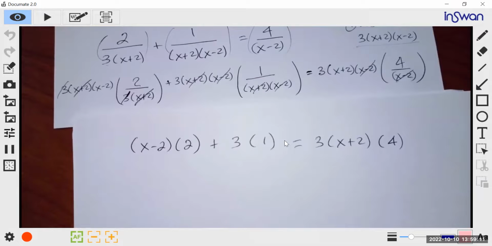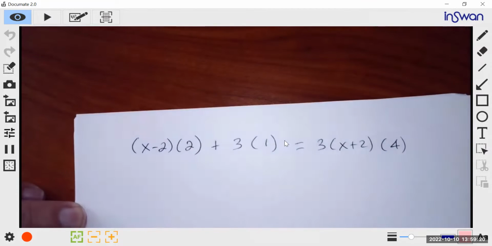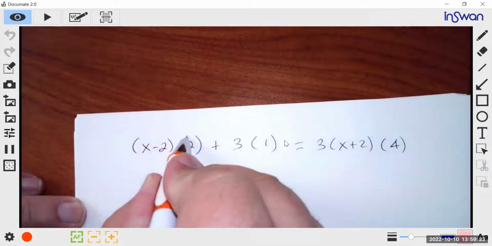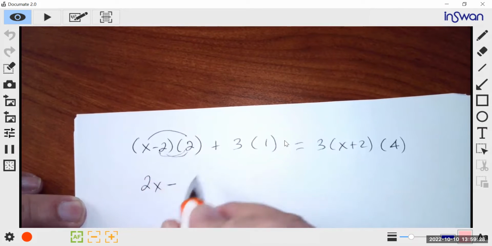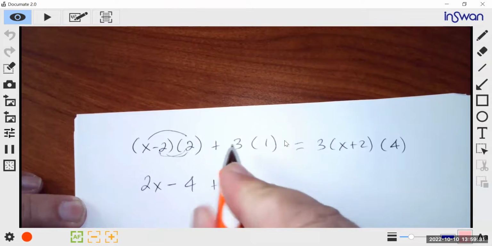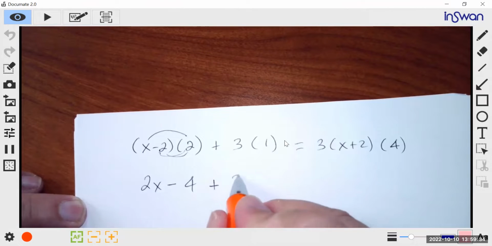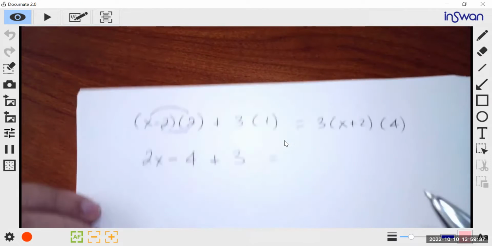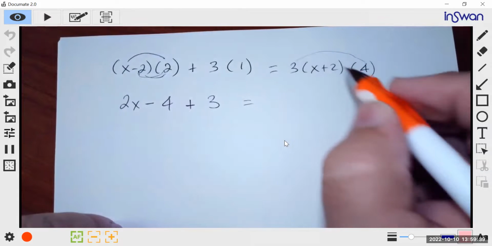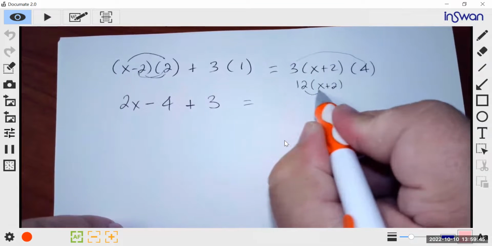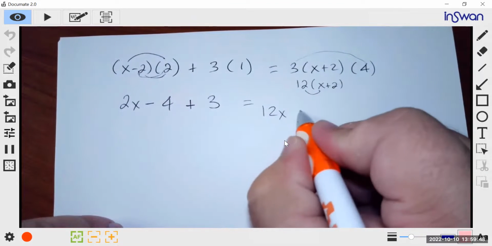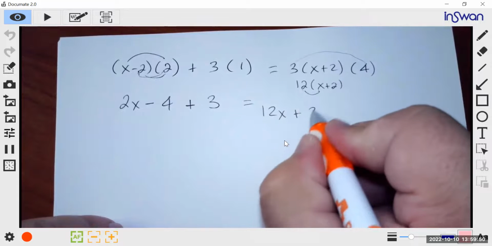It looks a lot easier now. It looks tremendously easier. Our next step is what? Multiply to get rid of the parentheses. 2 times x is 2x. Positive times negative is negative. 2 times 2 is 4. Positive times positive is positive. 3 times 1 is 3. 3 times 4 is 12. 12 times x is 12x. Positive, positive is positive. 12 times 2 is 24.